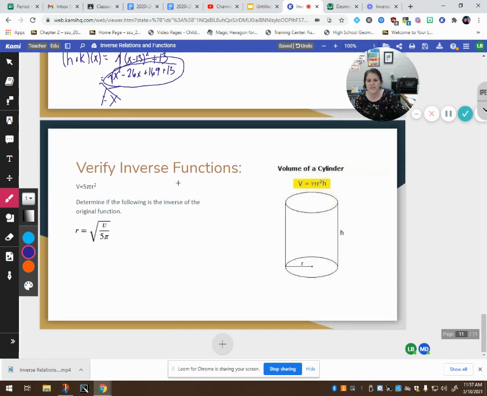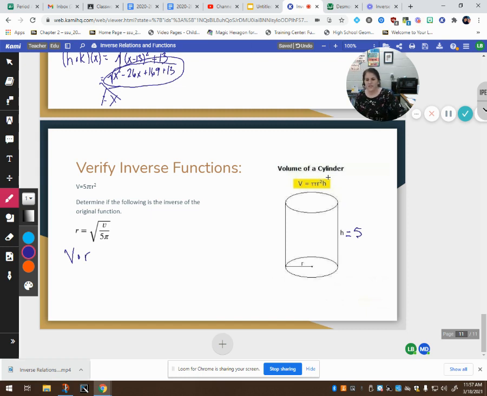Okay, so it says verify inverse functions by looking at this one. We've got the volume of a cylinder. The problem says that the formula for finding the volume of a cylinder with a height of 5 inches is volume equals 5 times pi r squared. So this height out here equals 5 inches. It says determine whether r equals the square root of the volume divided by 5 pi is the inverse of the original function. So let's find v of r.